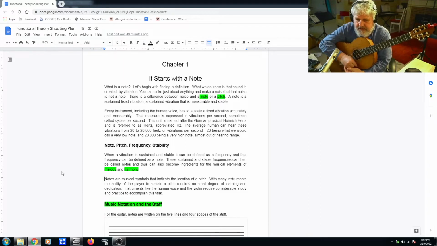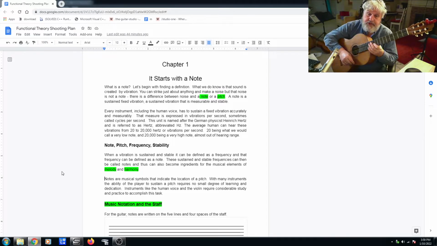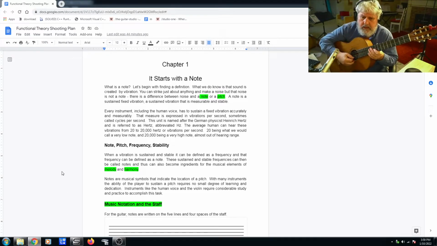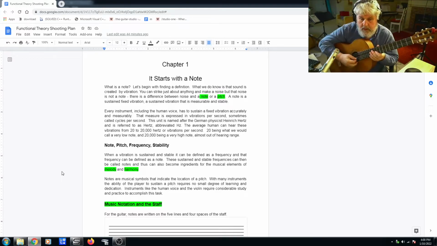That measure is expressed in vibrations per second, sometimes called cycles per second. This unit, cycles, is named after the German physicist Heinrich Hertz, and is referred to as Hertz, abbreviated Hz. The average human can hear these vibrations from 20 vibrations per second, 20 hertz, to 20,000 vibrations per second, 20,000 hertz. 20 being what we would call a very low note, and 20,000 being a very high note, almost out of human hearing range.